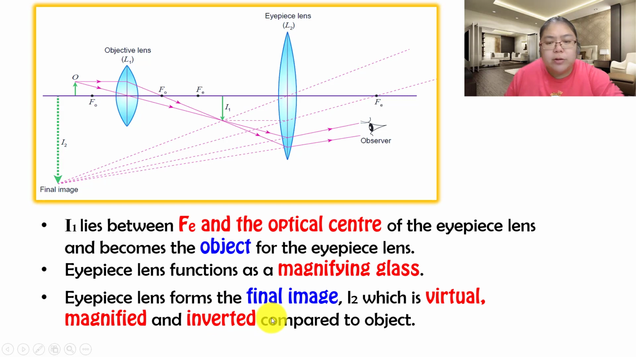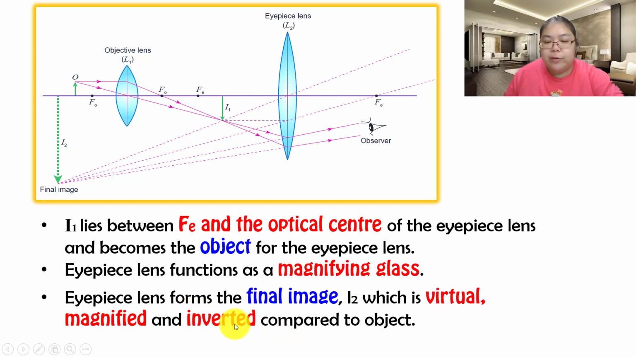Why is it inverted? Because we compare with the object. Can you see the object is up? But when I draw this one, it is upside down. So when I compare the final image and the original object, it should be inverted. If I compare I2 and I1, it should be upright, is it? So here we don't compare with the image, we compare with the object. So the final image, remember, is virtual, inverted, and also magnified. It's virtual because when you use the microscope and just look at the image, it is actually a virtual image. If you use a screen to catch it, that means you cannot see it.